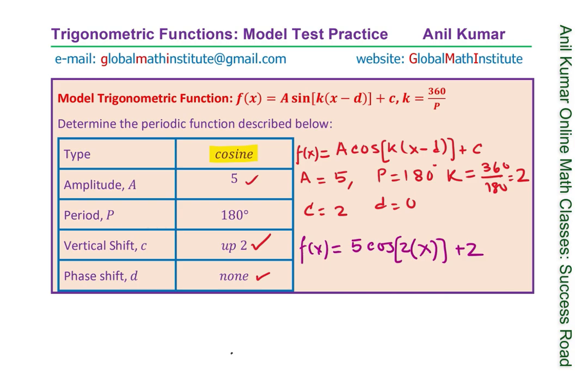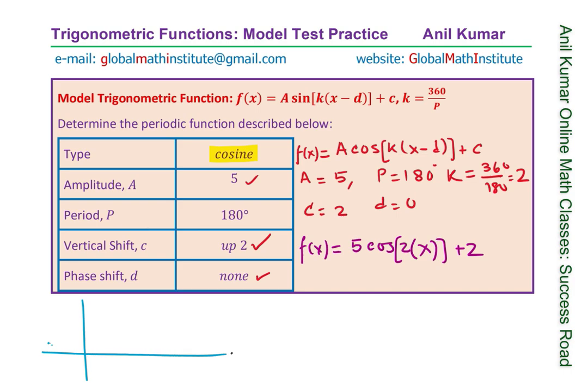Well, can you sketch this? Well, there is no phase shift, and it goes 5 maximum, that means 5 minimum, and from 2, right? So if I sketch this graph, it will look something like this. Let me sketch it here.